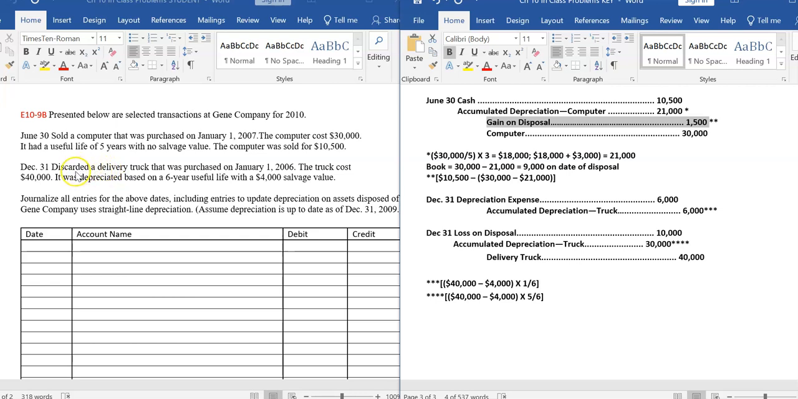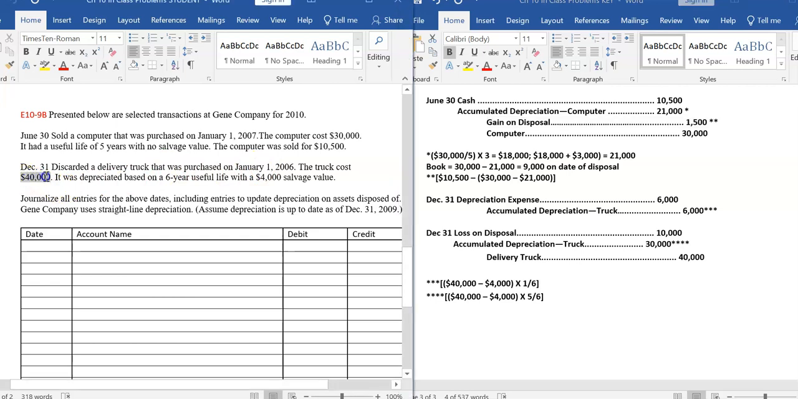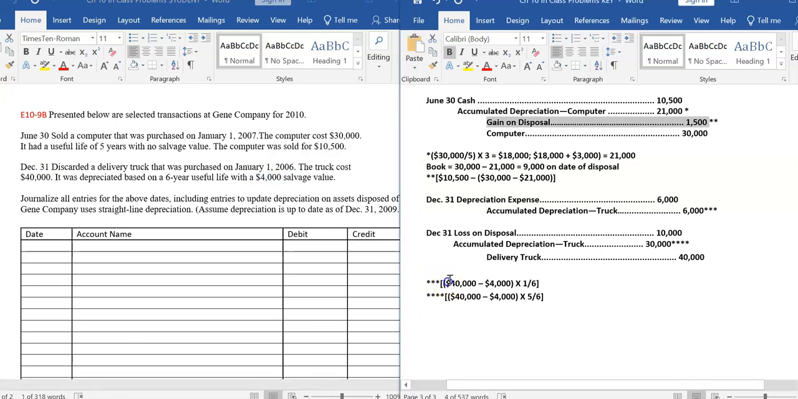So first thing we need to do is update its depreciation, because the last time we depreciated it was the end of 2009. We discarded it at the end of 2010. So the depreciation under straight line is to take the asset's cost of $40,000, subtract out its salvage value, 40,000 minus 4,000, and then we divide by the number of years of useful life. Divide by 6. And here they multiplied by 1/6, which does the same. So 2010's depreciation on the truck will be debit depreciation expense for 6,000, credit accumulated depreciation on the truck for 6,000.